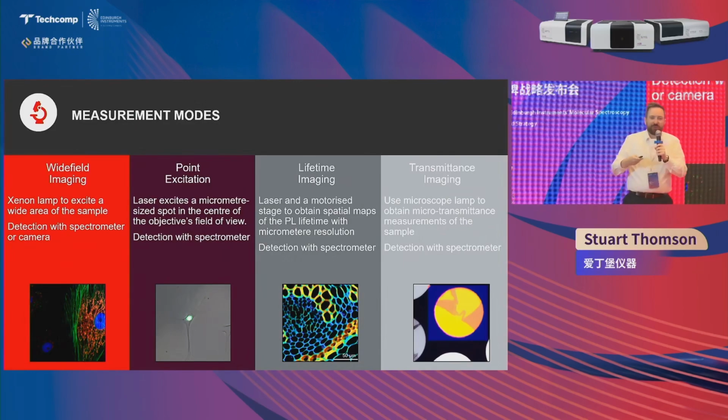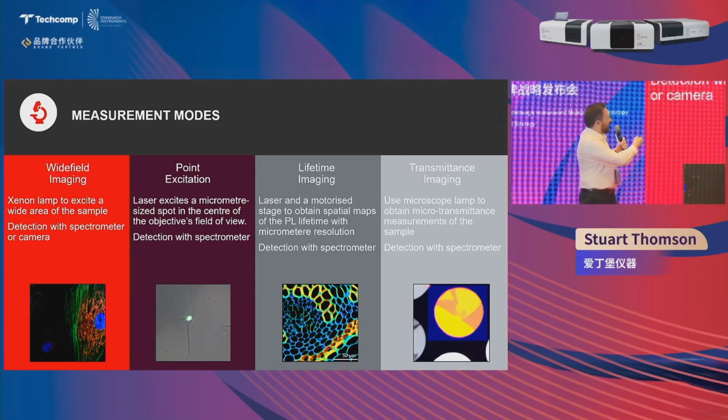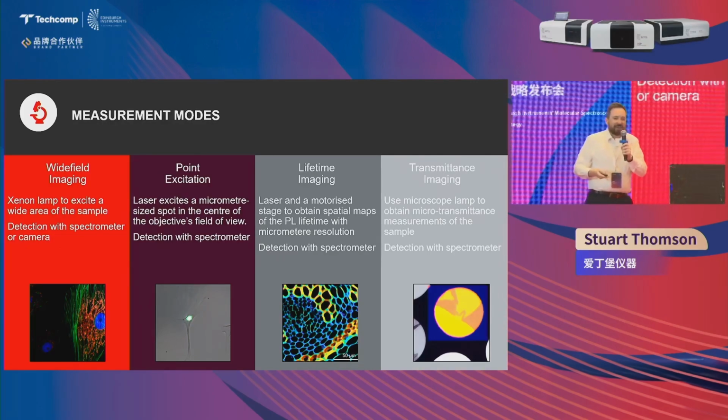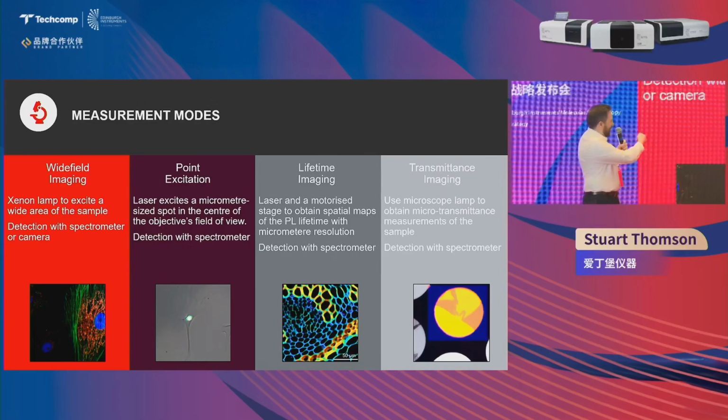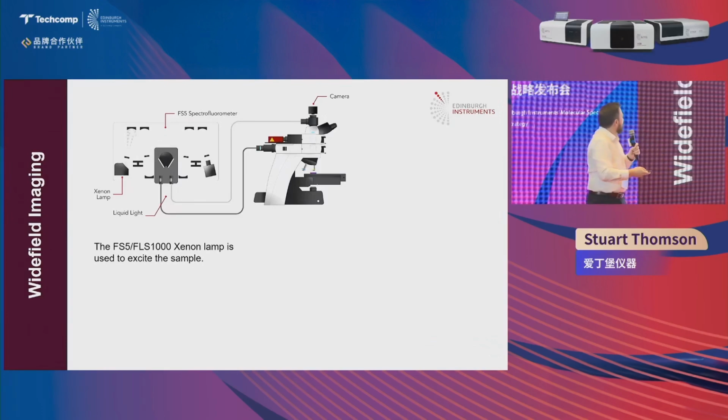And there are four main measurement types we can measure using the micro-PL. They're wide field imaging, point excitation, lifetime imaging, and transmittance imaging. And I'm now going to discuss the first three of these one by one in my talk. So we'll start off with wide field imaging.